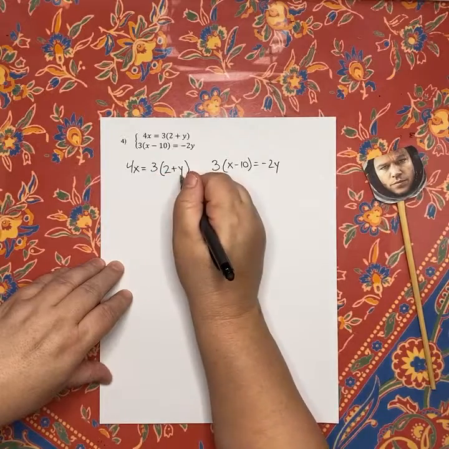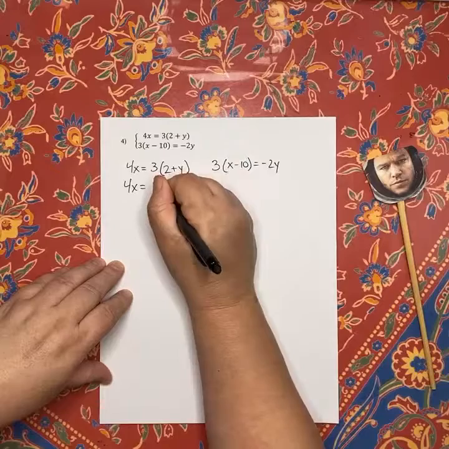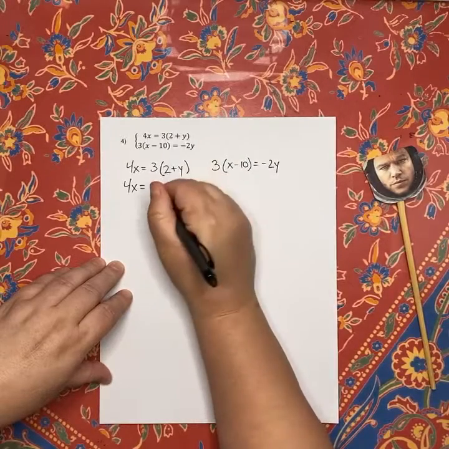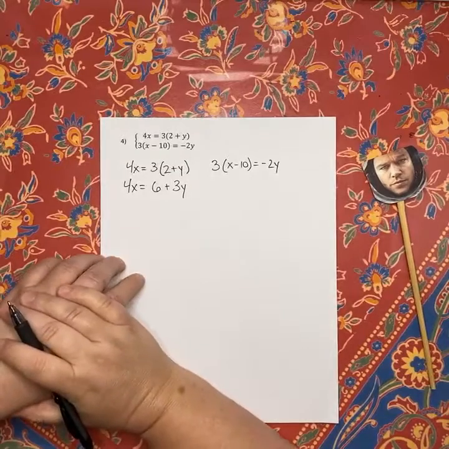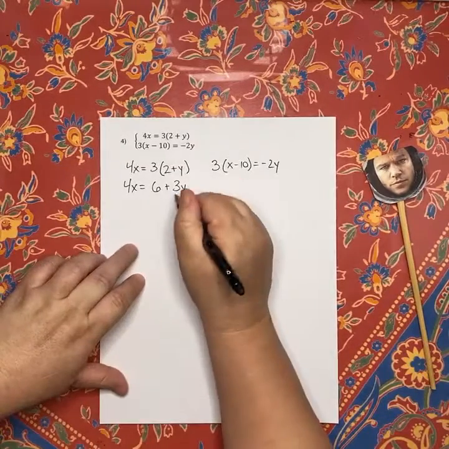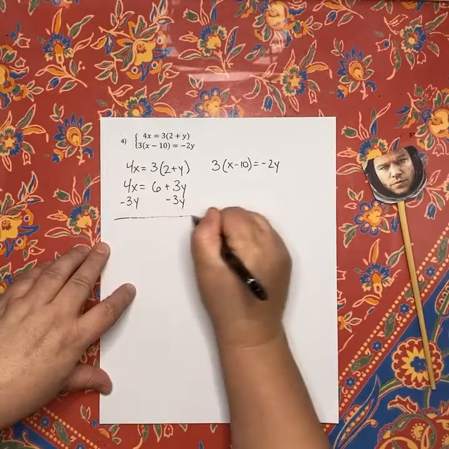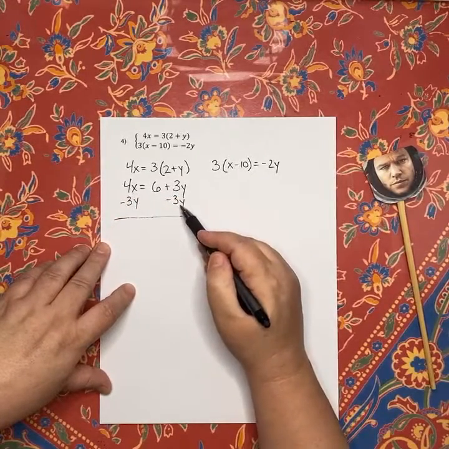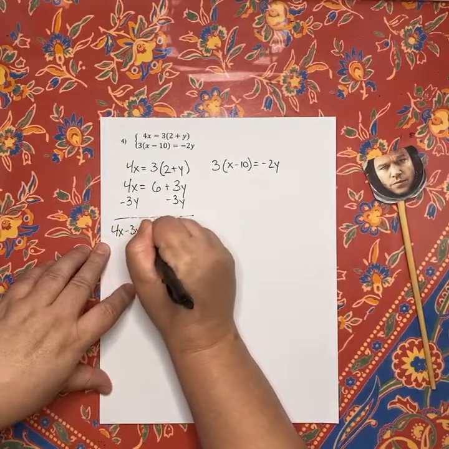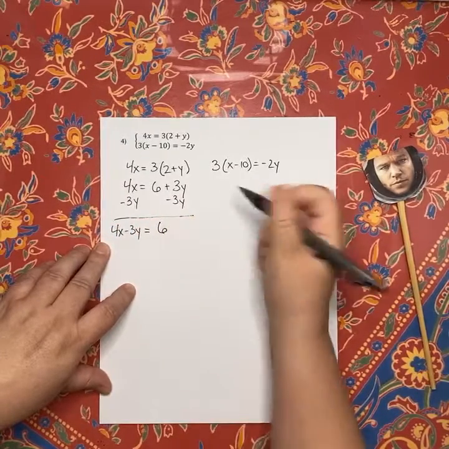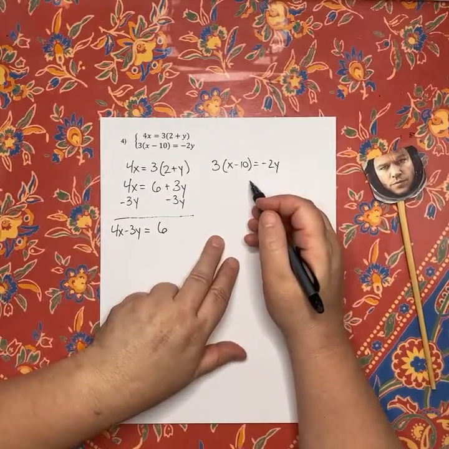I'll multiply out using the distributive property. 4x equals 3 times 2, which is 6, plus 3y. And then I'm going to go to the extra step to move the x and the y on the same side. So I'm going to subtract 3y from both sides so that I get 4x minus 3y equals 6. And these cancel out.